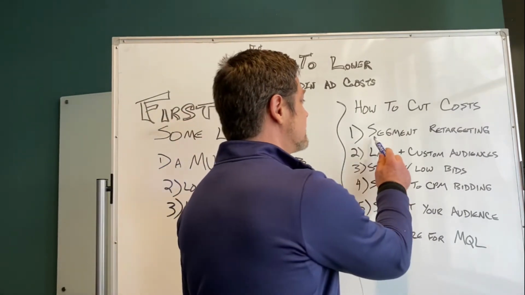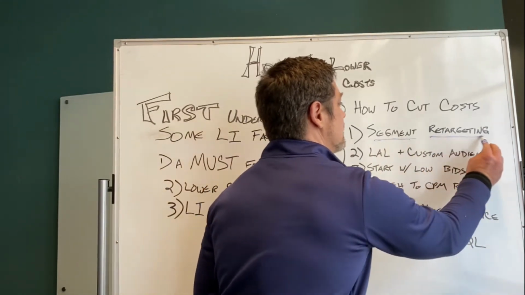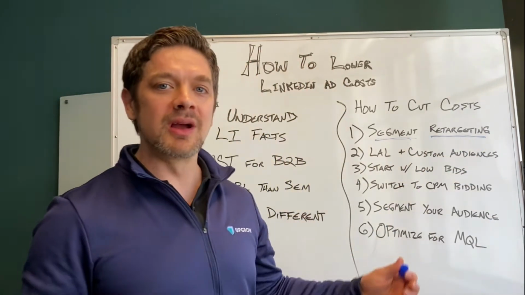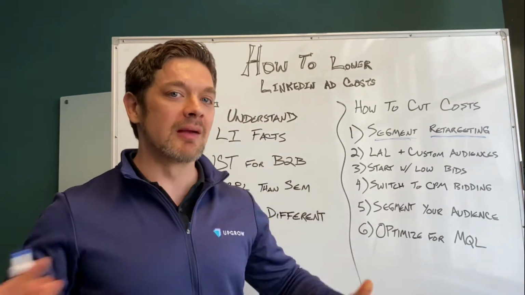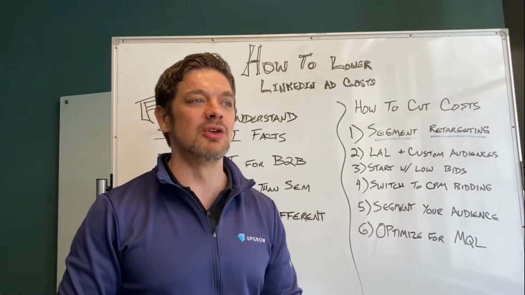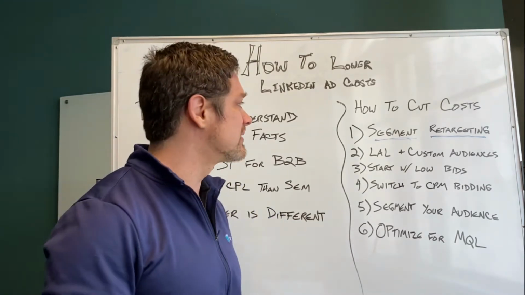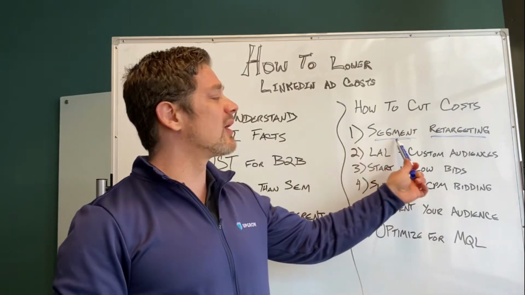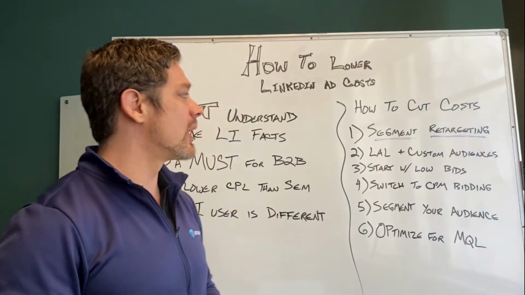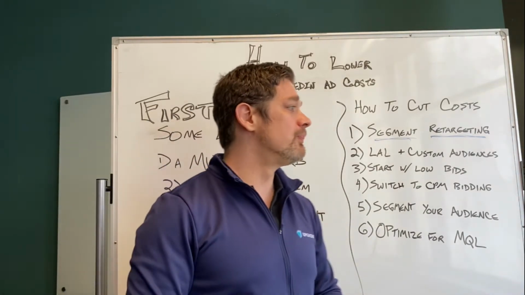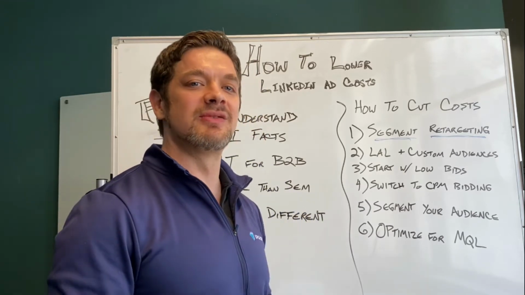The first one is segmented retargeting. You are probably already using retargeting. You may be retargeting everybody that visits your site. You should definitely be using the LinkedIn Pixel to set up and retarget users. But a way to get a bit more efficient and a little more advanced is to segment the retargeting. And what do I mean by that? First off, you want to focus more on your most engaged visitors.